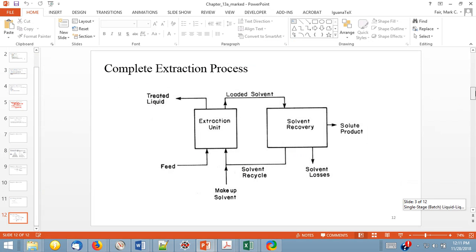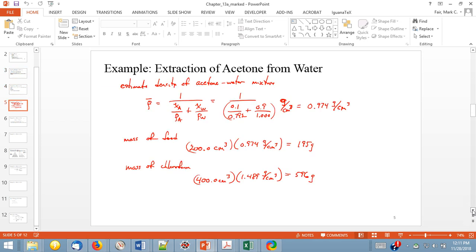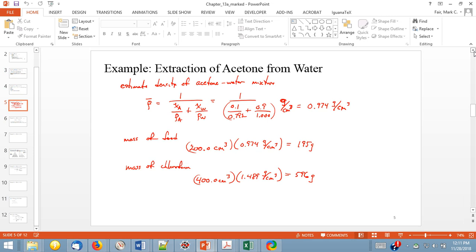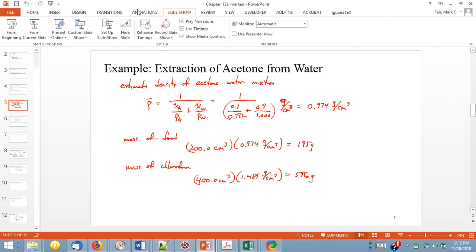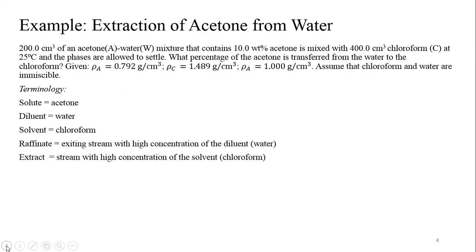chapter 13. When we left off, we were working on some examples here. I think we quit here. We were working on an extraction. Let me just jump back a page here. We're working on an extraction of acetone from water, and we were using chloroform to do that. Okay, and in this case, again, just a reminder of some of our terminology.